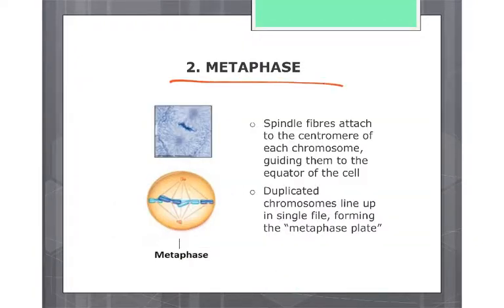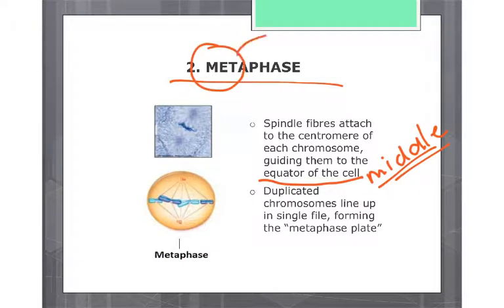Now, when we look at metaphase, metaphase is where spindle fibers attach to the centromere, guiding them to the equator of the cell. The equator is also the middle of the cell. So duplicated chromosomes line up in single file, forming the metaphase plate. One trick: metaphase starts with M. Chromosomes are going to line up in the middle, so they both start with that M.